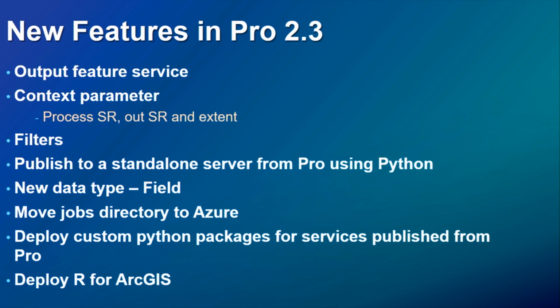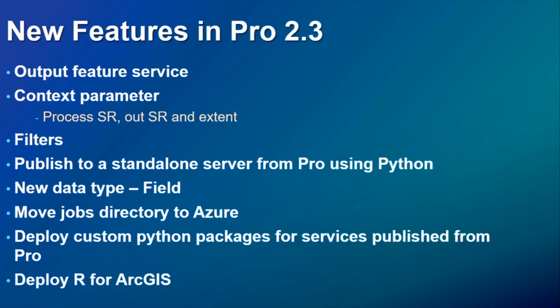Then there are the filters I mentioned earlier. You can also publish to a standalone server from Pro using Python. You use arcpy.CreateGPSDDraft to create a GPSD draft, then arcpy.StageService to create a service definition file, and lastly you use publish to server to get your web tool published. There is also a new supported data type, field, which supports both input and output.